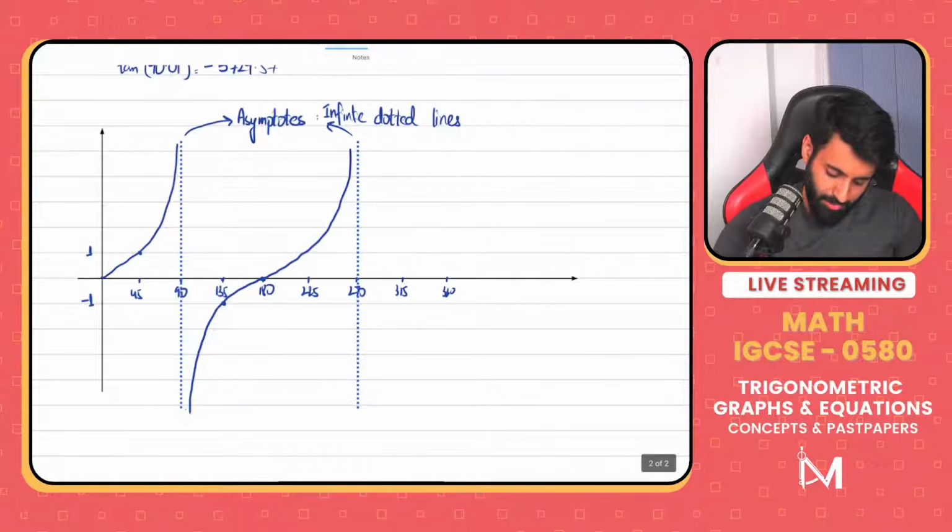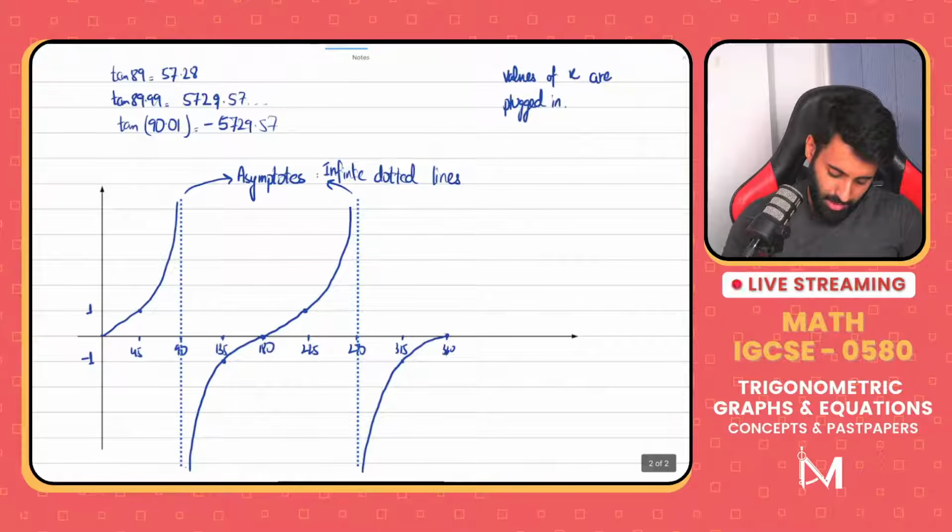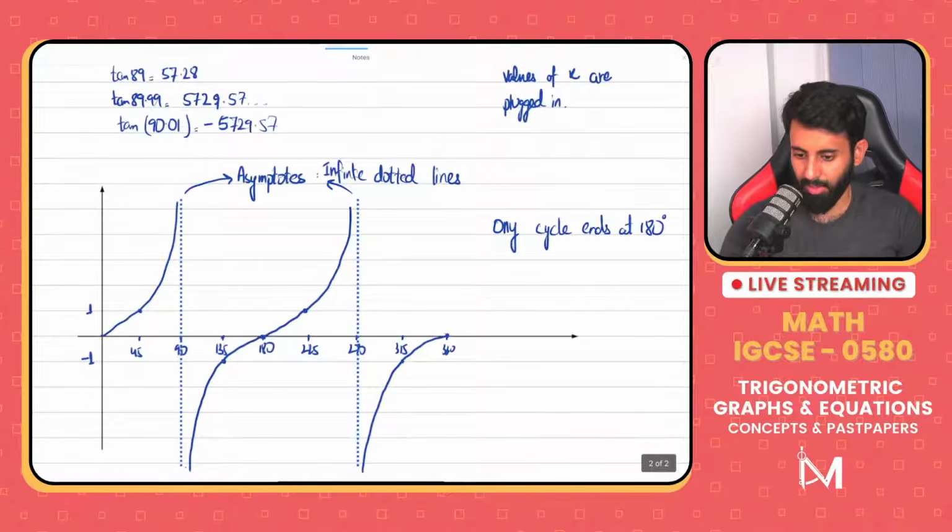At 225 it's equal to 1, at 270 it's infinity, and then at 315 it's -1, and at 360 it's equal to 0. That is why we say that one cycle ends at 180 degrees.